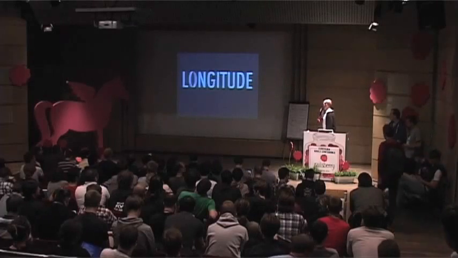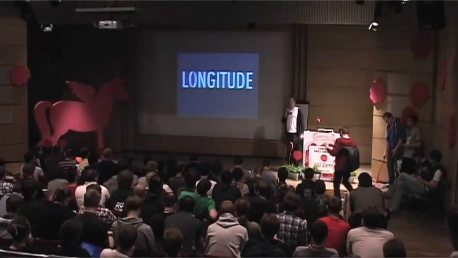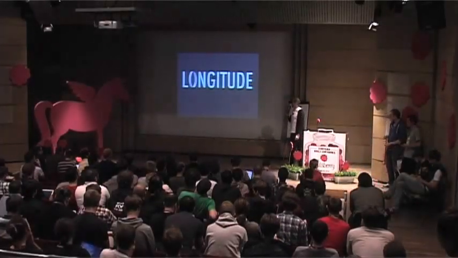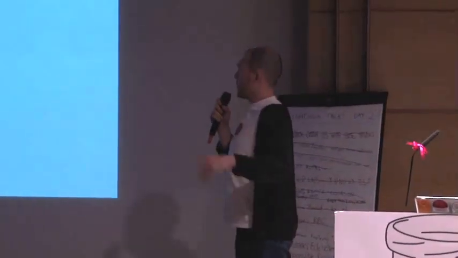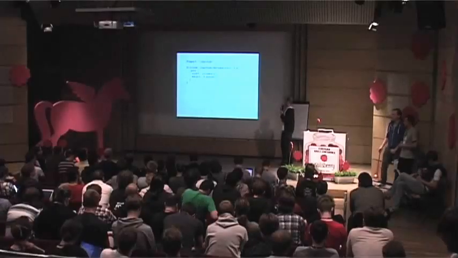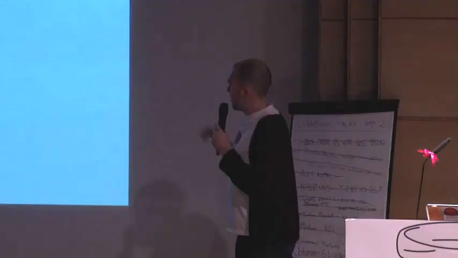So I made a library called Longitude. It makes this happen, and this is an example of how it could look. Basically, you import longitude. It's a gem. You specify your breakpoints. It defaults to the columns I showed earlier, but you can customize all that if you want to. Here we say we want 2 breakpoints, one at 4 and one at 8. Then we define our post and say it should be 2 columns wide.